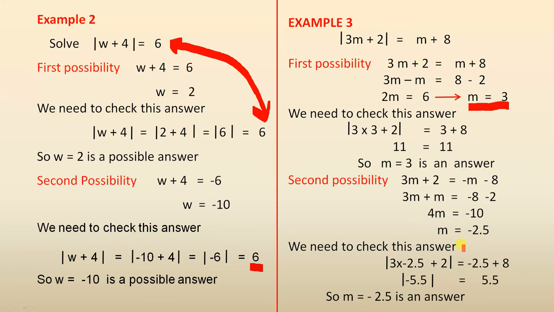So let's check this answer. 3 times minus 2.5 plus 2. On the right hand side we have minus 2.5 plus 8. The left hand side works out to be minus 5.5. So the absolute value of minus 5.5 equals 5.5, because 8 minus 2.5 is 5.5. So m equals minus 2.5 is a possible answer.